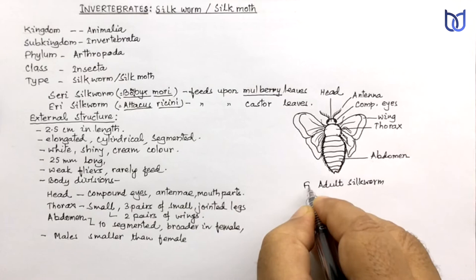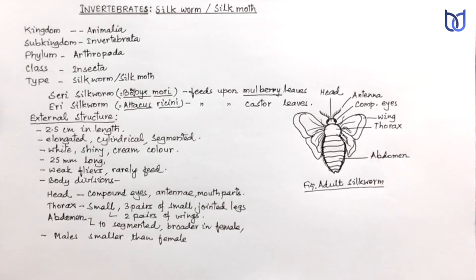Now we shall see the life cycle of silkworm. Like other insects, the life cycle of silkworm also includes four different phases. These are egg, larva, pupa, and adult. The entire life cycle completes in about 45 days.